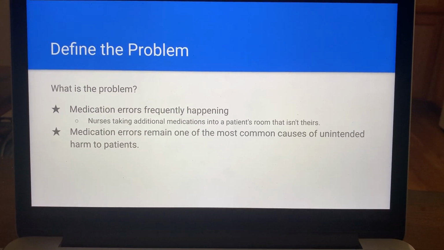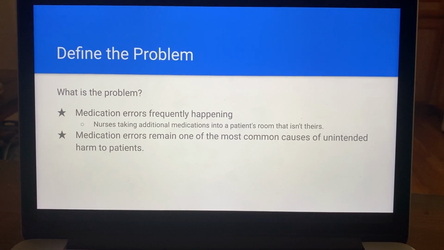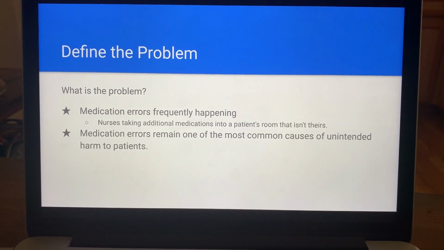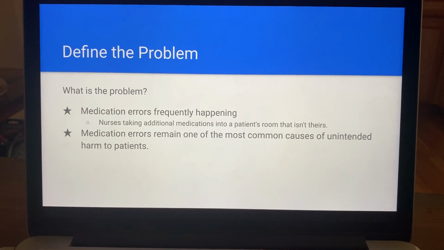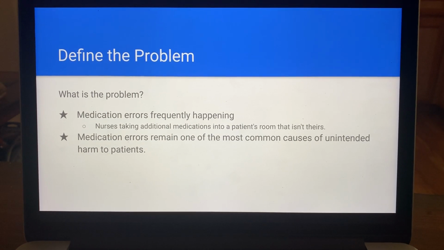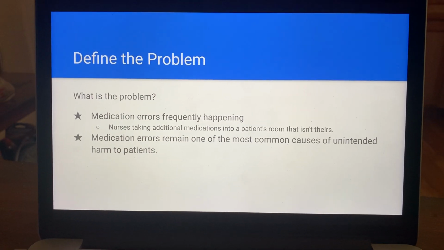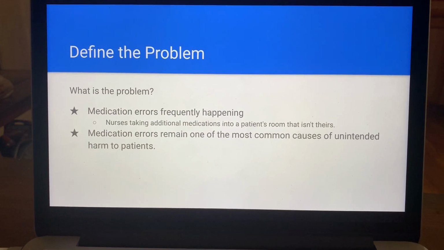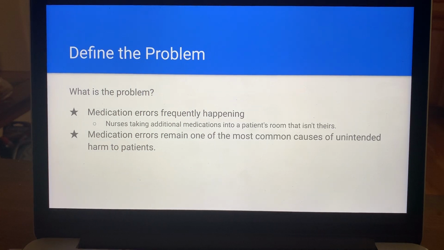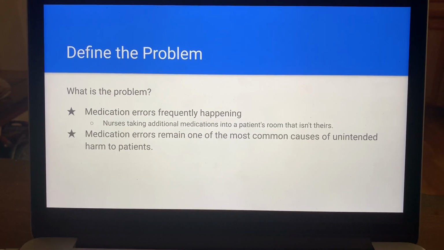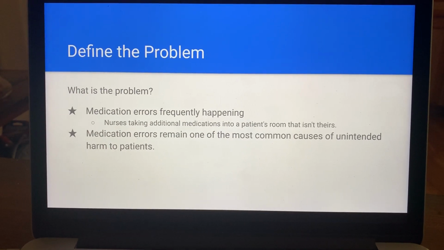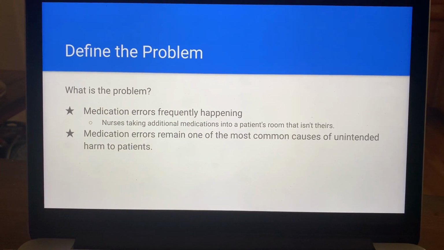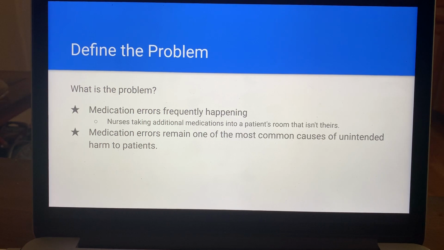One of the problems that I found when I was doing my preceptor at St. Mary's is I saw nurses, they would pull all the meds for all 6 patients, and she would take literally all 6 patients' medicine into the first patient's room, and then she would go to the next room, and then she would go to the next room. So that's definitely a problem and definitely increases the chance for medication error to occur.